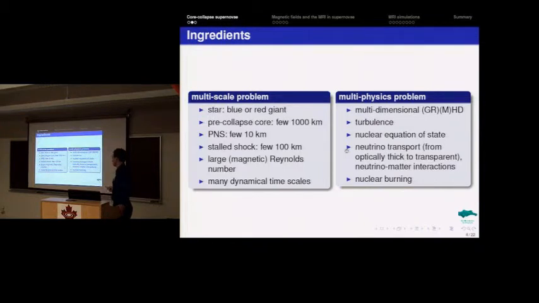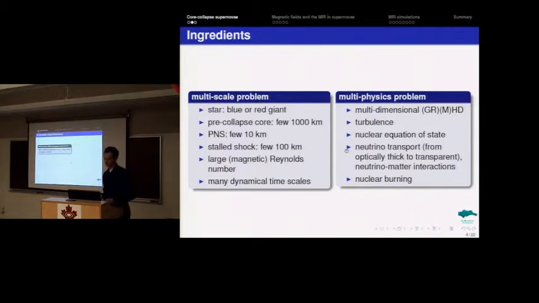Additionally, we may have nuclear burning and all those difficult neutrino-matter interactions. Consequently, in many cases you have to simplify the problem, which will be one of the main simplifications of the work we've been doing.